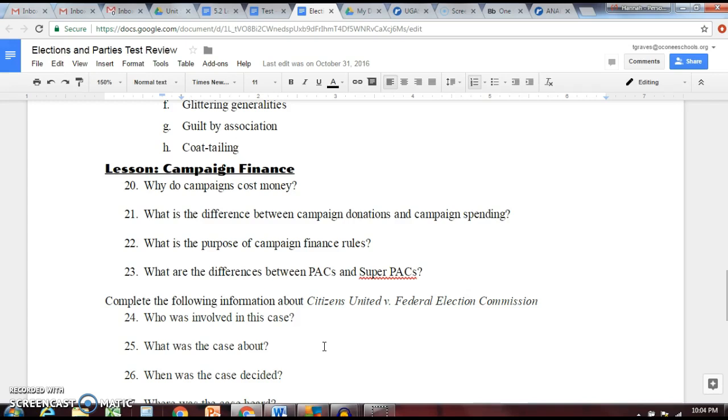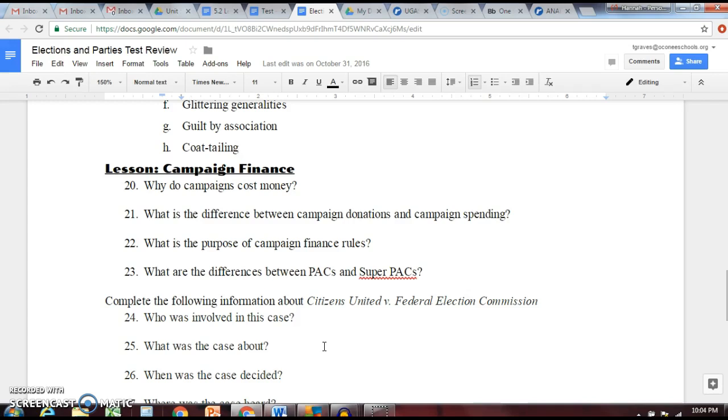What are the differences between a PAC and a super PAC? Remember, PAC stands for Political Action Committee. A PAC is a group of people who support a candidate. A super PAC is the same thing. The big difference here is that there are limits to how much money you can donate to a PAC, and with a super PAC, there are no limits. You can donate as much money as you want to a super PAC.